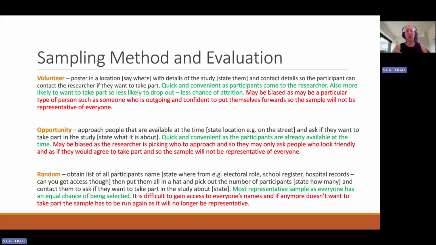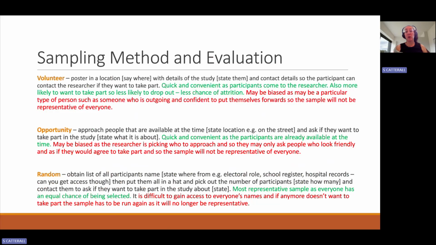Now, some strengths and weaknesses of these. For a volunteer sample, it's very quick and convenient. The reason for that is because the participants come to the researcher, so they just have to put a poster up and wait for them to get to you. Also, because you've got what the study's about on your poster, you're not going to have any issues with ethics because they've given informed consent, and you're not going to have any issues with them dropping out, which is called attrition. So your sample will still be representative.